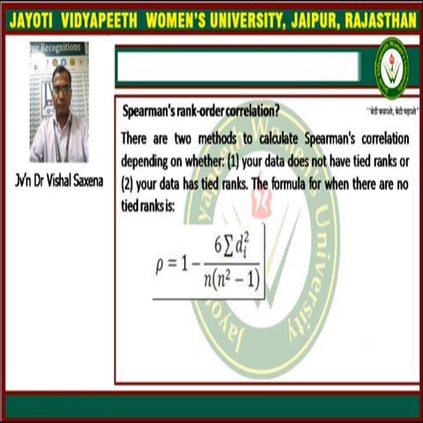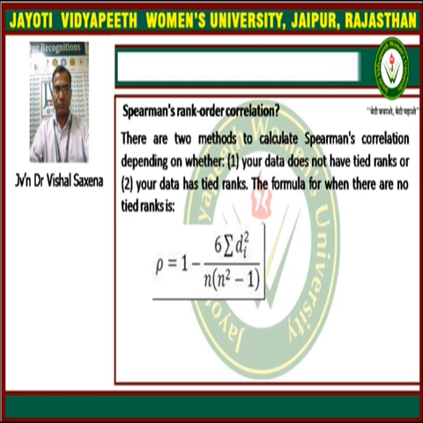Next is Spearman's rank correlation. There are two methods to calculate Spearman's correlation depending on whether, first, your data does not have tied ranks, or second, your data has tied ranks.